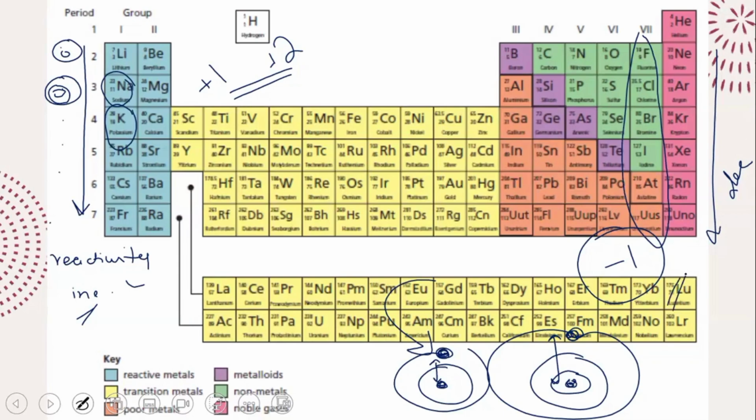So it's going to be harder for chlorine to become a negative ion. So please keep this in mind. As you go down the group, metals will become more reactive, but non-metals will become less reactive.